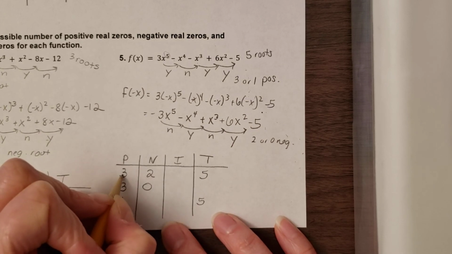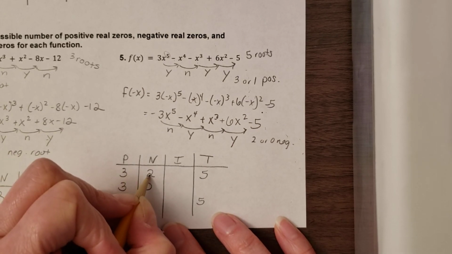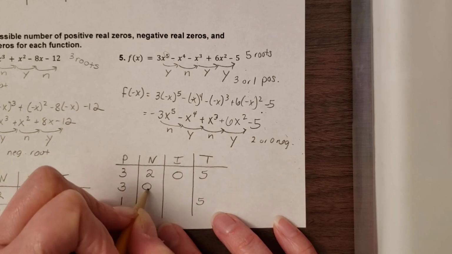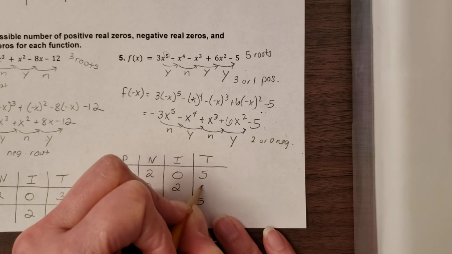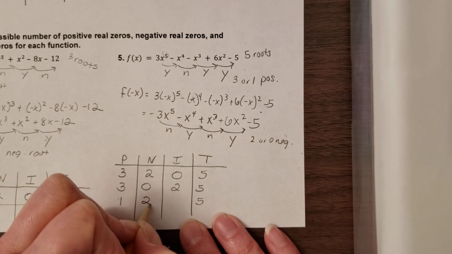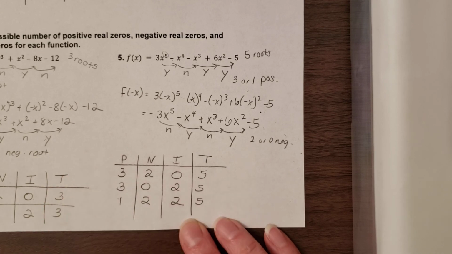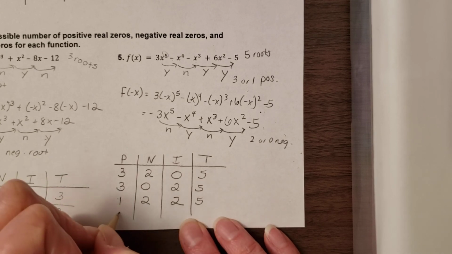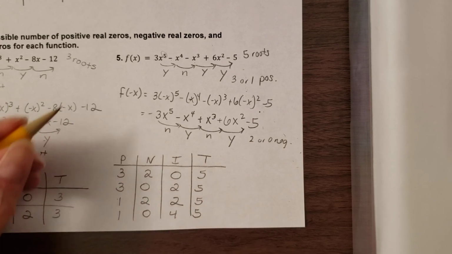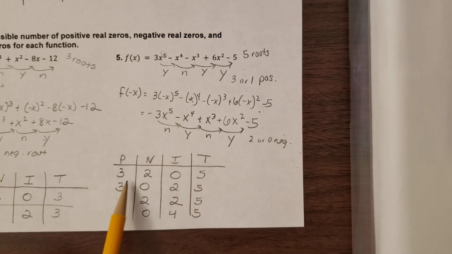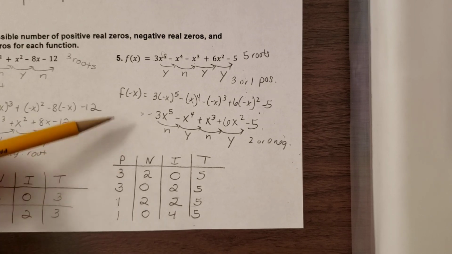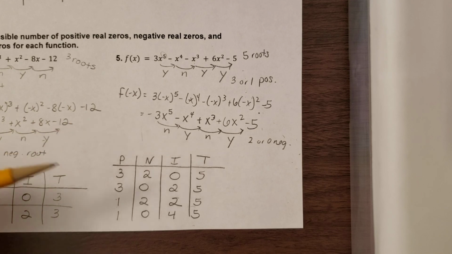We could have 3 positive, 2 negative, and no imaginary. We could still have 3 positive, no negative, and 2 imaginary. 1 positive, 2 negative, and 2 imaginary. Or 1 positive, no negative, and 4 imaginary. Notice we need to set up all the different scenarios here. So that's why it's important to figure out the negative possibilities.